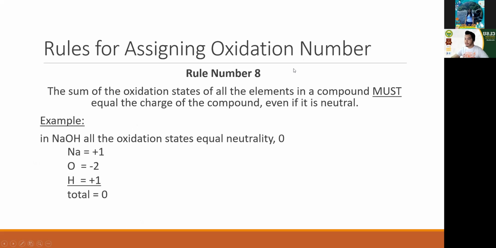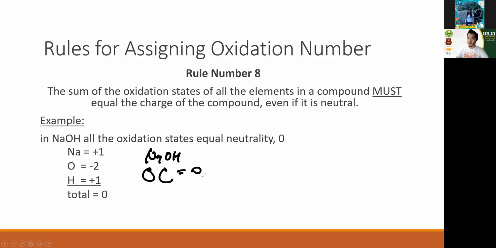So, next. Rule number 8, ito na yung paano pag-compound. Yung question kanina. Sabi, the sum of the oxidation states of all the elements in a compound must equal the charge of the compound, even if it's neutral. So, for example, NaOH, walang charge yung compound. So, ang overall charge niya, OC, or overall charge, is 0.